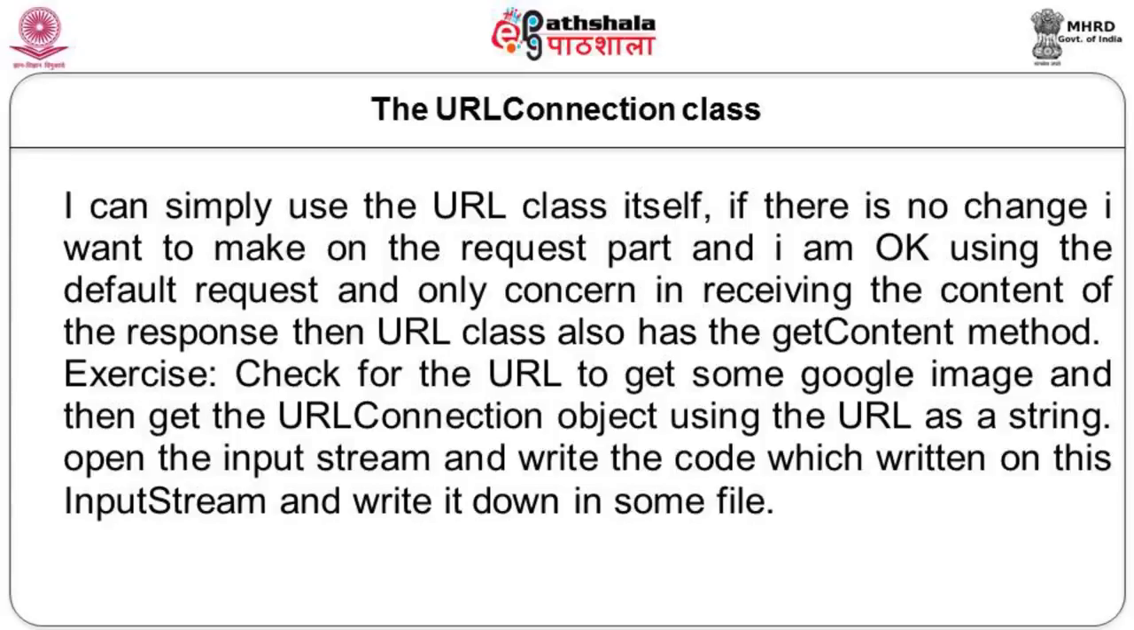There are a few shortcuts also. You need not always go on to get the URL connection object. If I'm only using the get method, I don't need to change the method or any parameters, nothing to be done on the request side, no changes, whatever by default I'm getting, the get and the URL, the resource which has been mentioned. If that's good enough for me, and I'm only interested in getting the content from the server, I can simply use the URL class itself.